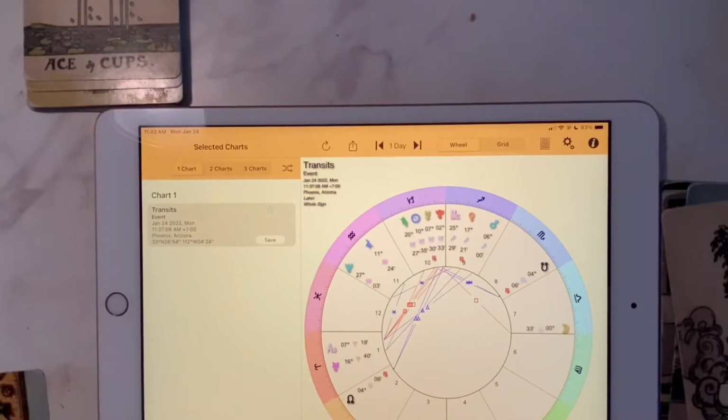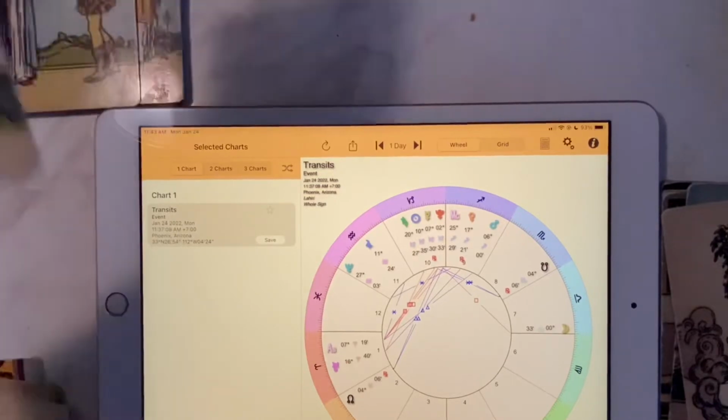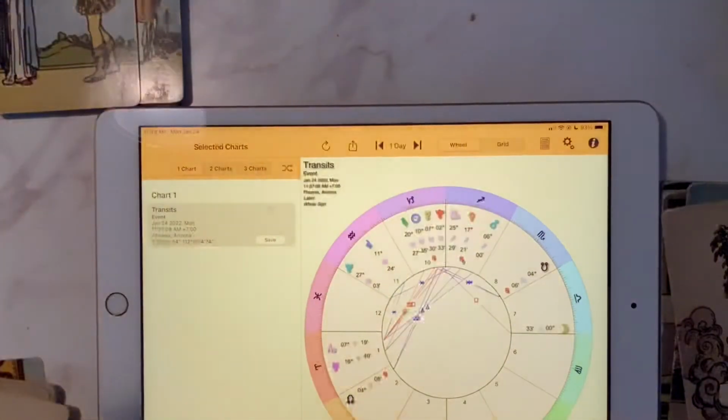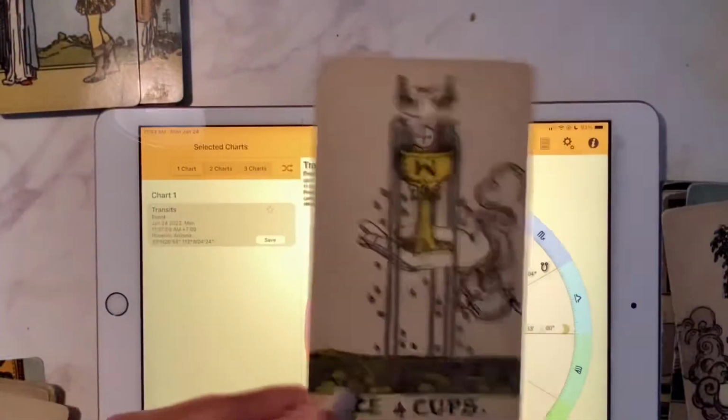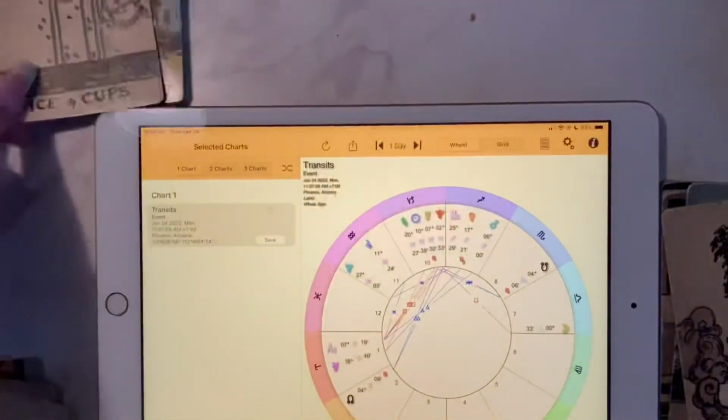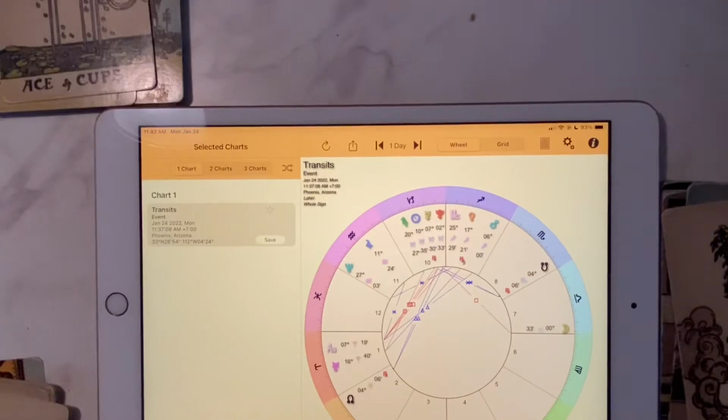What else? I'm sorry, I'm so excited. Like I said, with the Ace of Cups, this is the water trine. So you're dealing with Cancer 4th house, Scorpio 8th house, and Pisces 12th house. This right here. So that's really the gist of this.